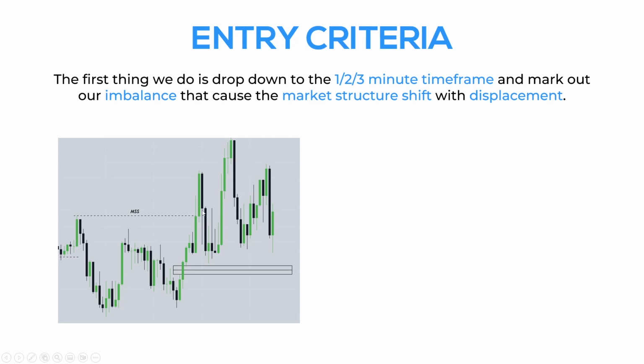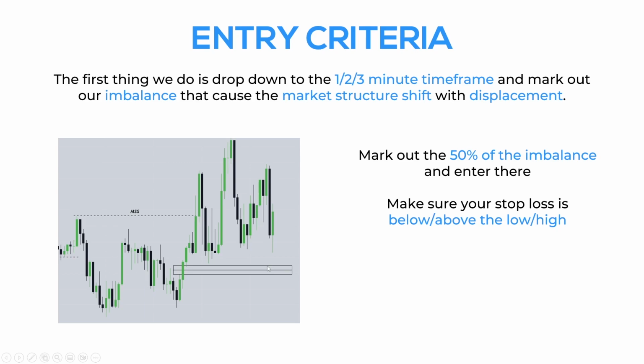So we wait for price to take out liquidity and give us a market structure shift with a strong displacement. Essentially, all a displacement is, is a series of candles that have strong moves. So here we have our market structure shift right over here. Now, to actually enter a position, we want to mark out the 50% of the imbalance and enter there. You can use the Fibonacci tool, just place it here and here, and you get your 50% zone.